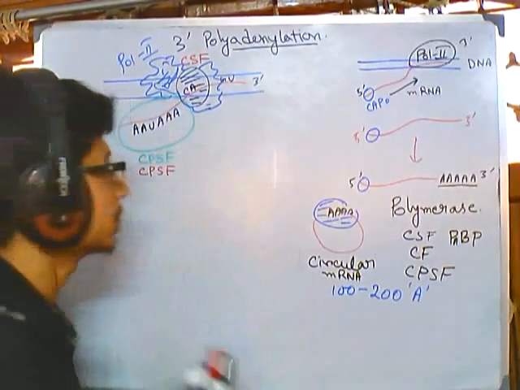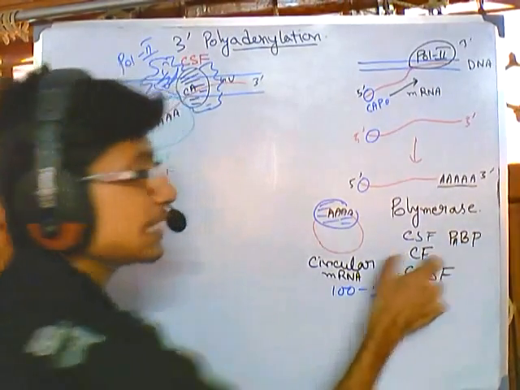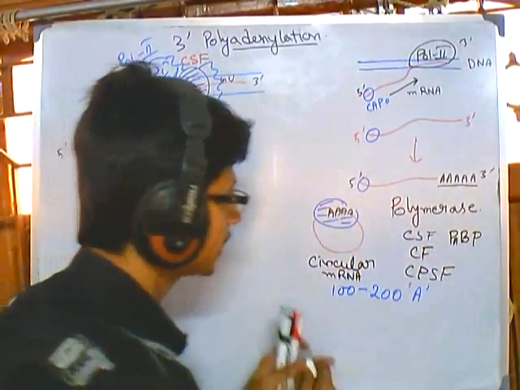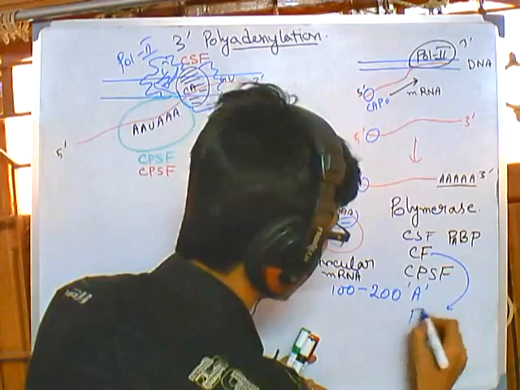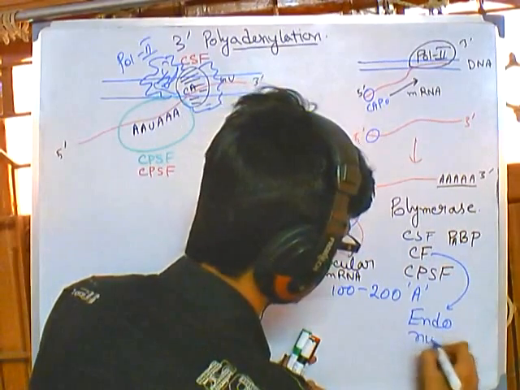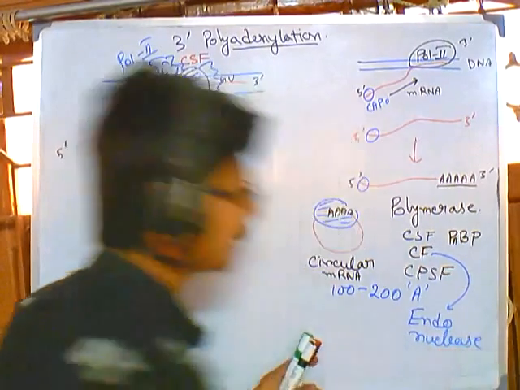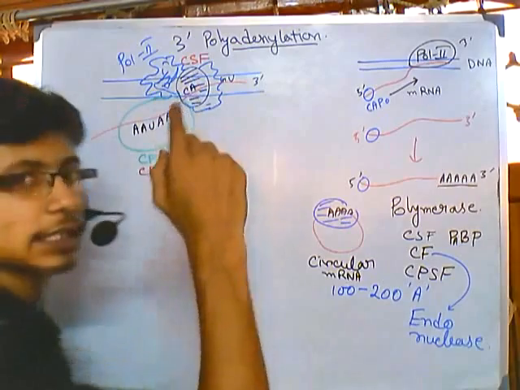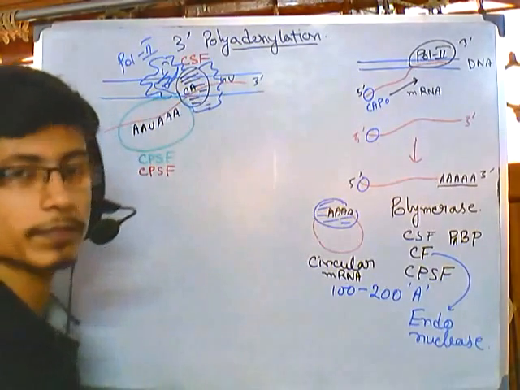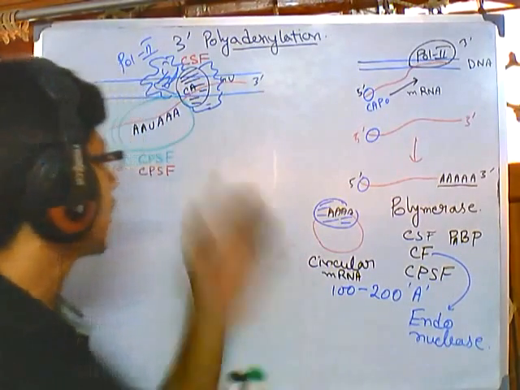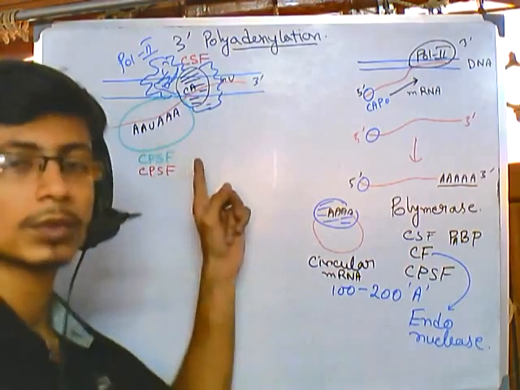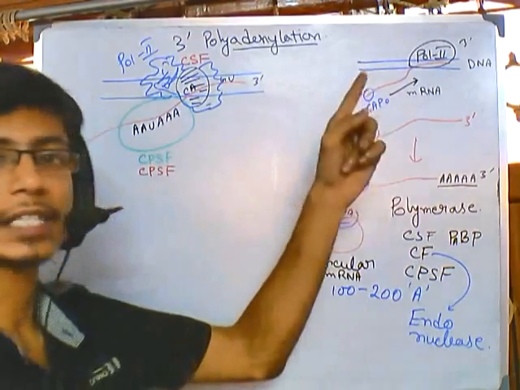As CPSF and CSF recognize both signals, CSF recognizes CA and CPSF recognizes this stretch of adenine and uracil sequences, they recruit the CF, or cleavage factor. Now this cleavage factor is nothing but an endonuclease. It binds to it and cleaves just right after the CA sequence. That is the time for us to continue the polyadenylation process.